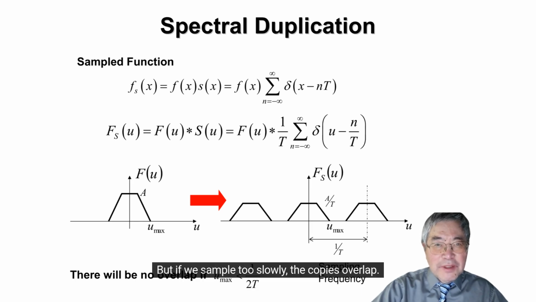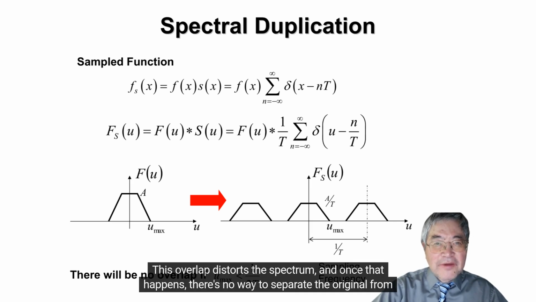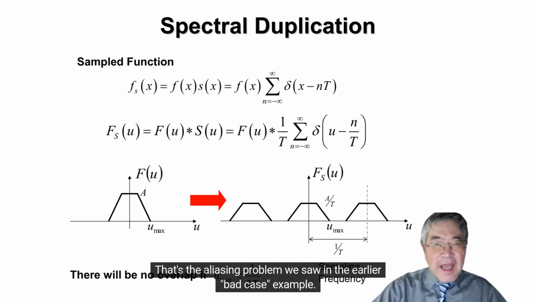But if we sample too slowly, the copies overlap. This overlap distorts the spectrum, and once that happens, there's no way to separate the original from the distortion. That's the aliasing problem we saw in the earlier bad case example.